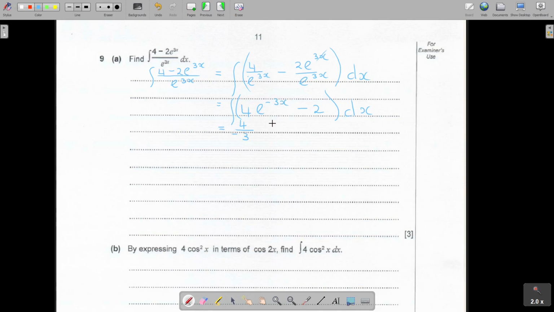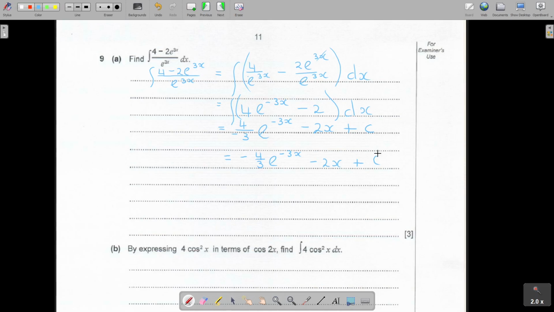Okay, and then I'm just going to write that as it stands there. And then I'm just going to put an x. And don't forget your plus c. They're going to penalize you. And that was the final answer. So the final answer was negative 4 over 3 e to the power negative 3x minus 2x plus c.